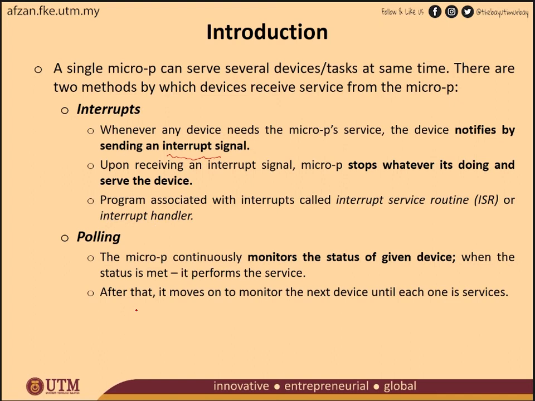Okay, so to make it short, with interrupt, let's say you have two tasks, task A and task B. Task A, you want to count from 1 to 9, and task B, you want to do LED blinking four times. So on off, on off, on off, four times. This one is your main task, which is counting from 1 to 9, while this one becomes your interrupt task.